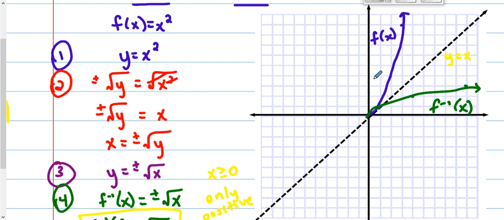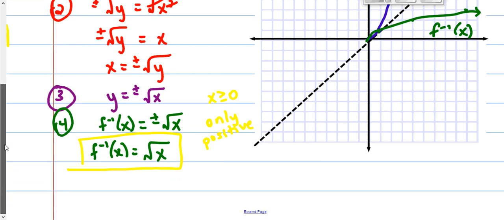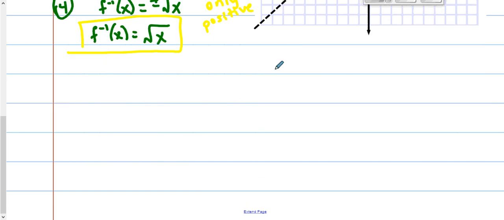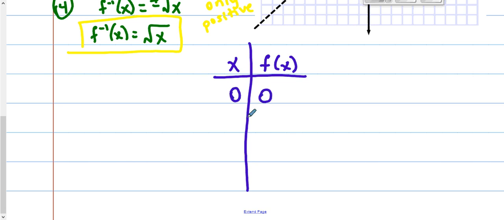The reason for that, remember on step 3, we switch the x and the y. So when we switch the x and the y in our function, we switch the x and the y in the table as well. So just to show you that, we're going to go ahead and write down the table for each of those. So if I have x and I have f of x, the points that I used, we had 0, 0, 1, 1, 2, 4, and 3, 9. For our inverse function, we had x and then f inverse of x.